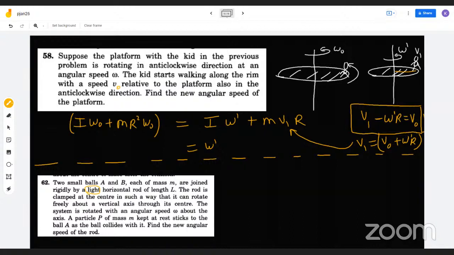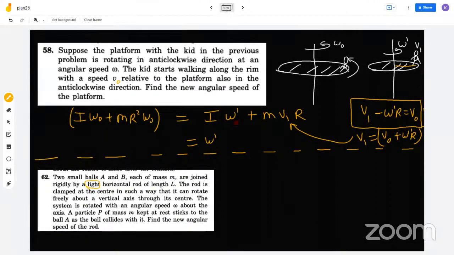Conservation of angular momentum. Okay. So light rod मतलब we have to neglect mass, massless you can take. So initial will be the angular momentum of the two particles, two balls only.